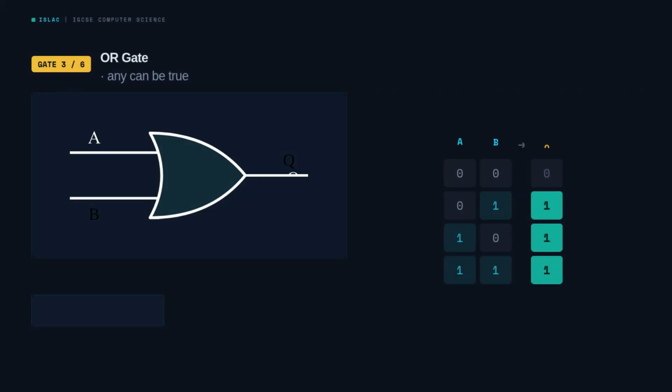The OR gate outputs 1 if any input is 1. It only gives 0 when every input is 0. Think, this or that, at least 1 must be true. We write it A plus B, like addition. Notice the curved back edge on the symbol.